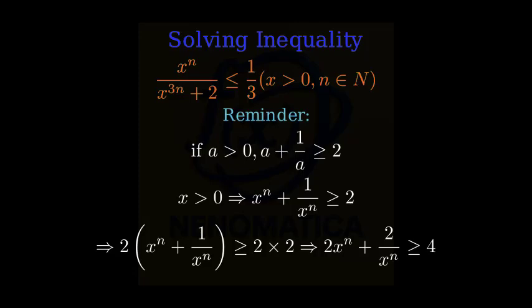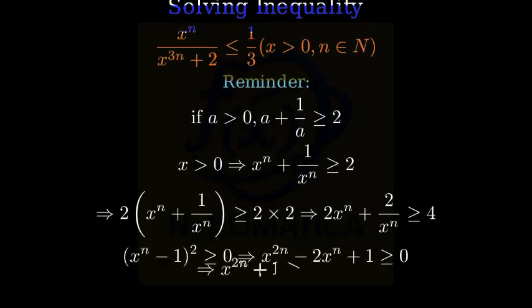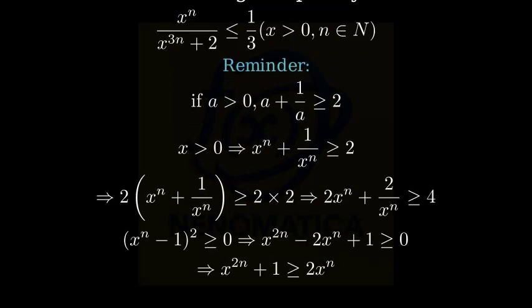Next, we'll use another property. The square of x to the power of n minus 1 is always greater than or equal to 0. This means that x to the power of 2n minus 2 times x to the power of n plus 1 is greater than or equal to 0. We can rearrange this to get x to the power of 2n plus 1 is greater than or equal to 2 times x to the power of n.